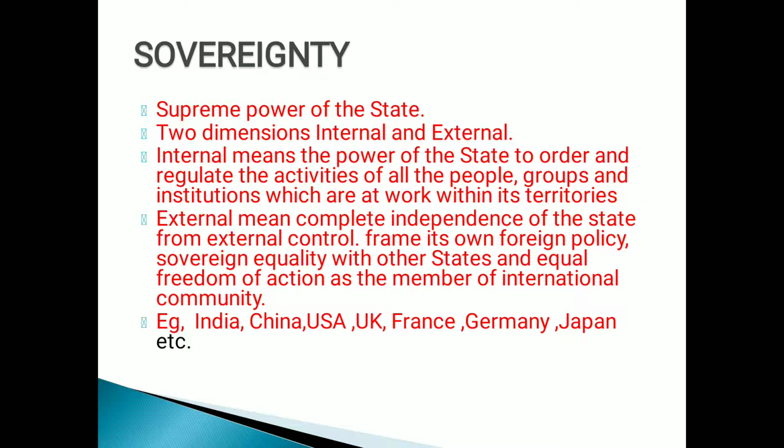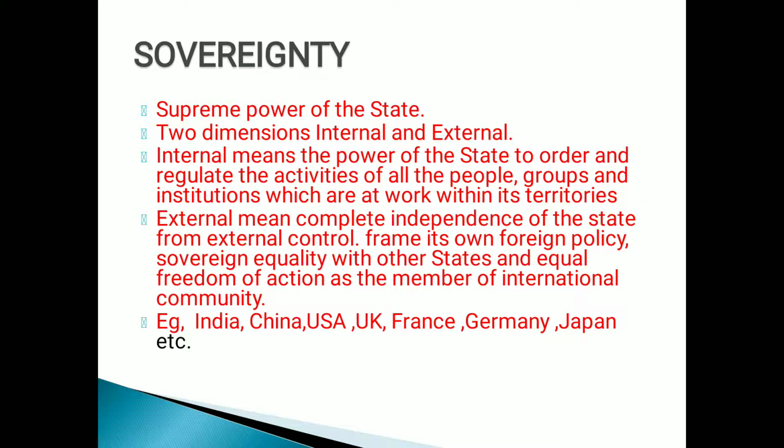External sovereignty means complete independence of the state from external control. It also means the equal freedom of the state to participate in the activities of the community of nations and to have its own foreign policy. It stands for the right of each state to have an independent foreign policy designed to secure the goal of its national interest in relation with other states. All this makes it essential to define external sovereignty of the state as sovereign equality with every other state and the equal freedom of action as a member of the international community.